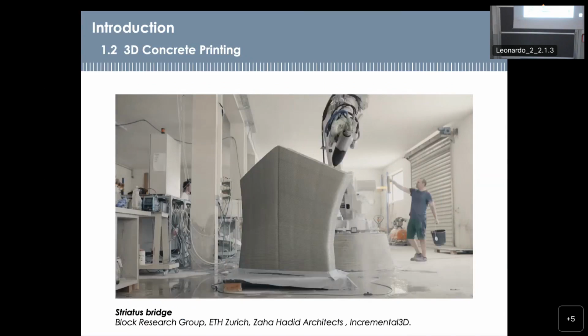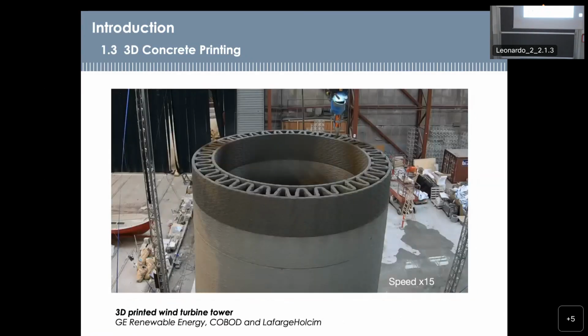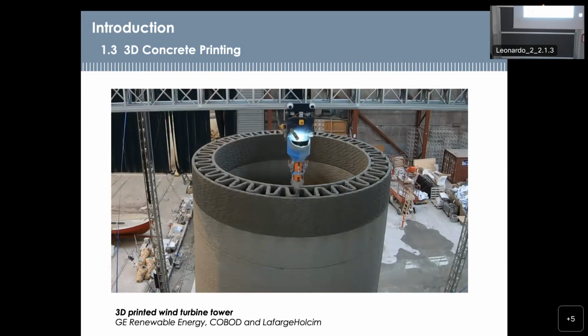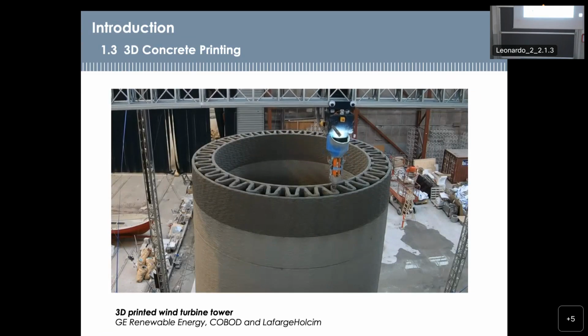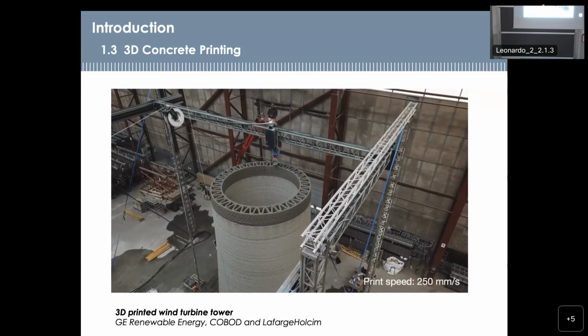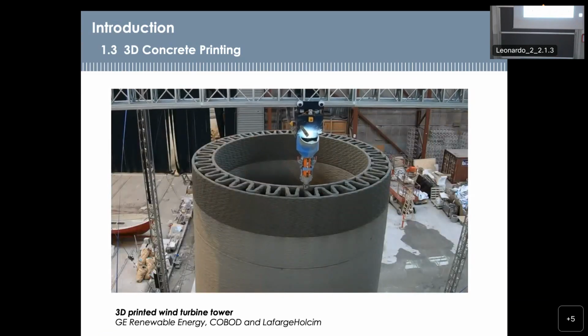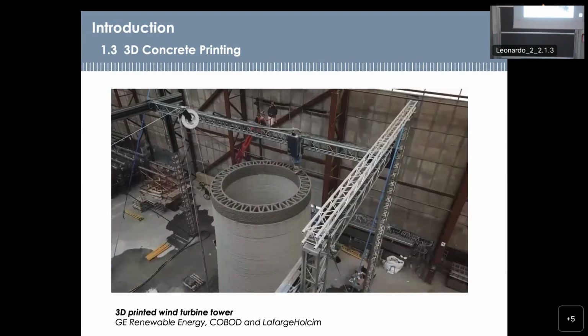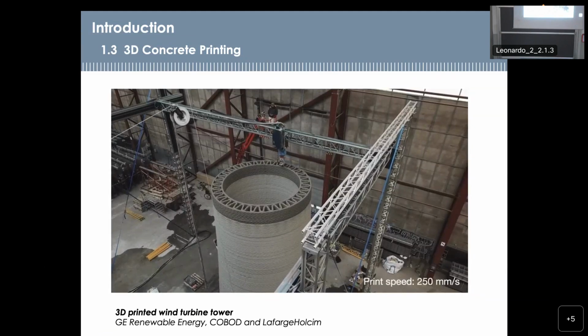Okay. So another project, which is I would say a much larger scale project, is this 3D printed wind turbine tower developed by Cobot, and you can see that also here the advantages are the fact that we are able to create circular shapes with ease, and also the fact that we are using less material than in conventional structures, because we are able to create this infill pattern in the section.